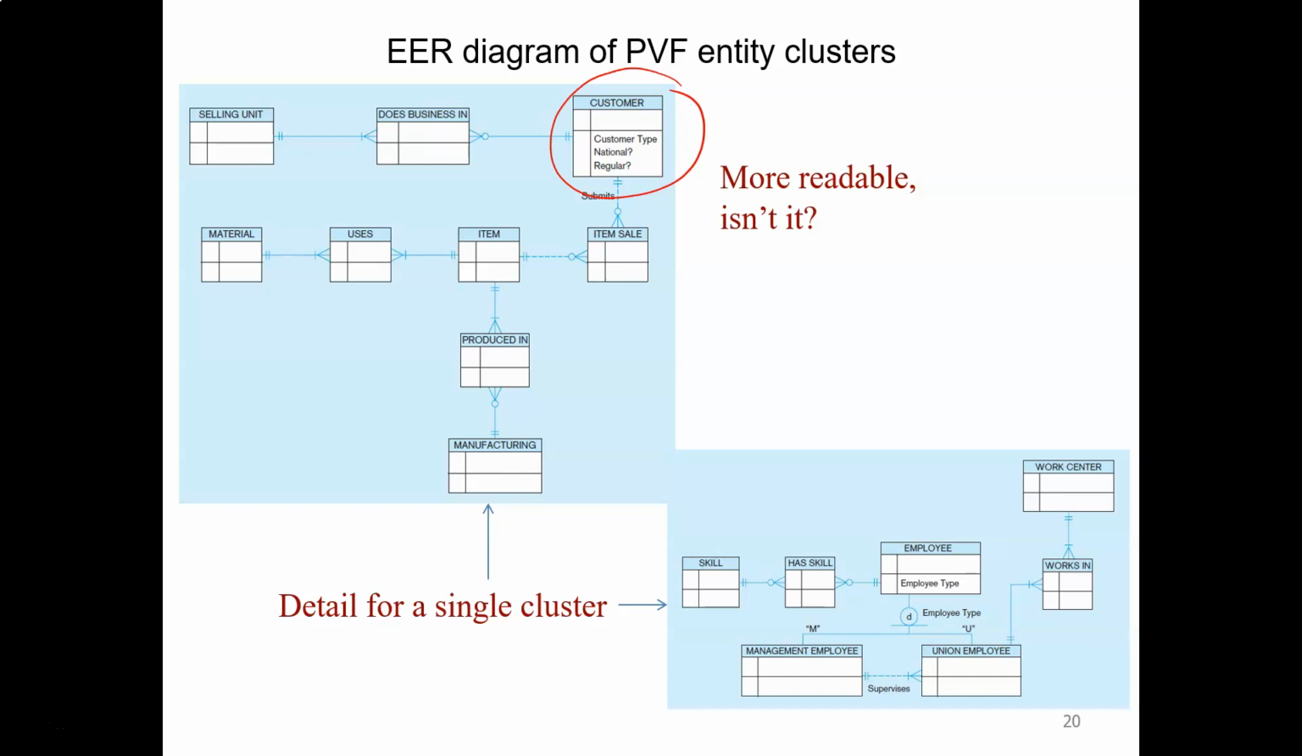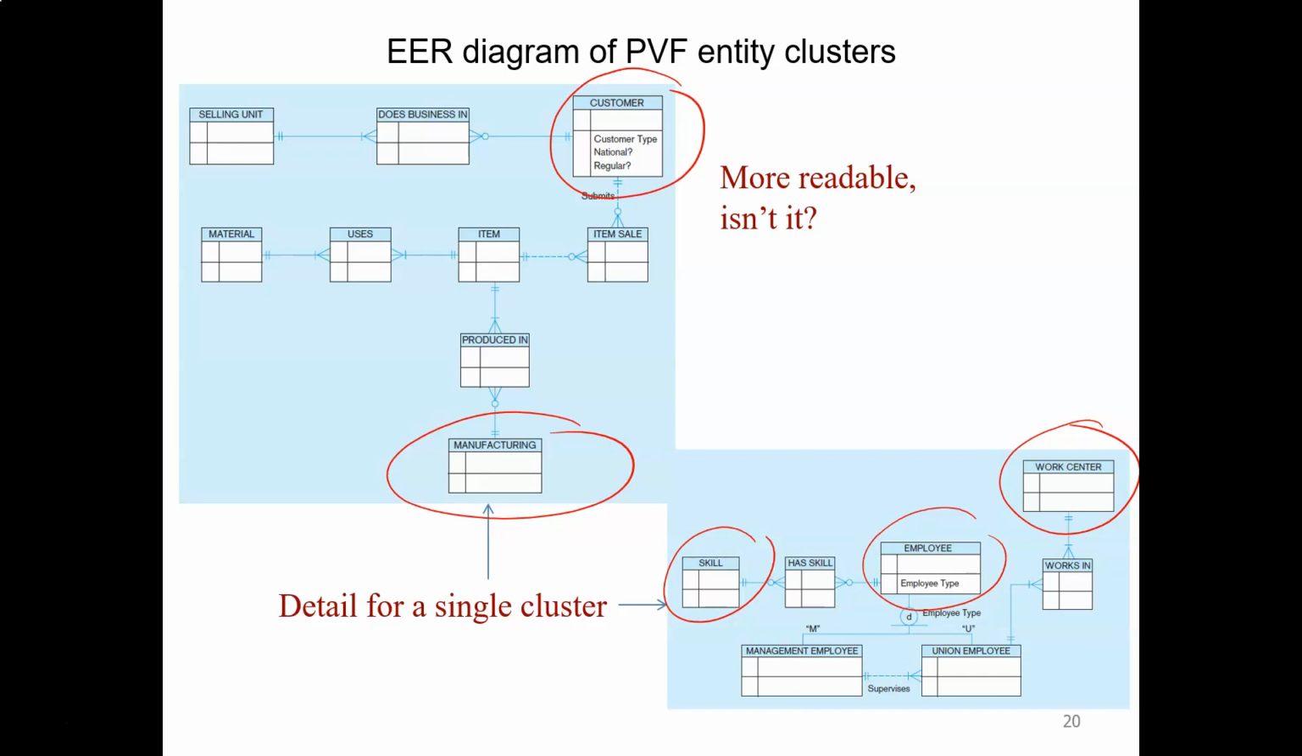Another way to cluster entities is to combine directly related entity types and the relationships together. For example, employees and work centers and skills are all related entities and relationships. All of them together become the manufacturing part of this organization. You can cluster these entities together and create a new entity cluster called manufacturing.